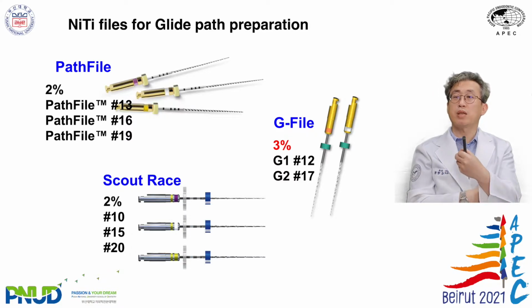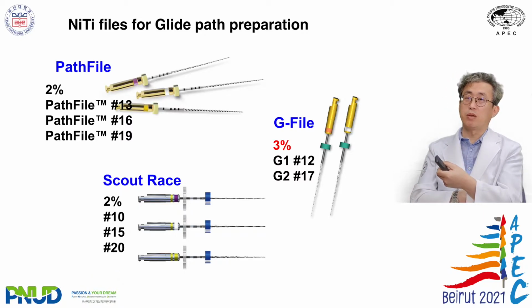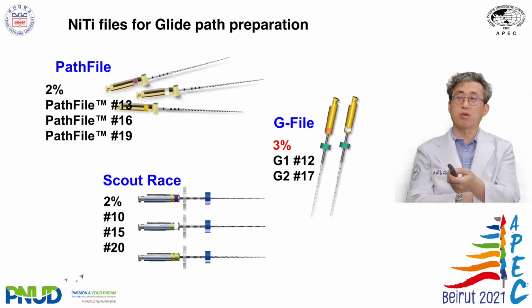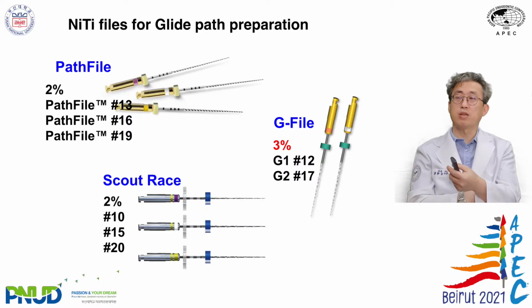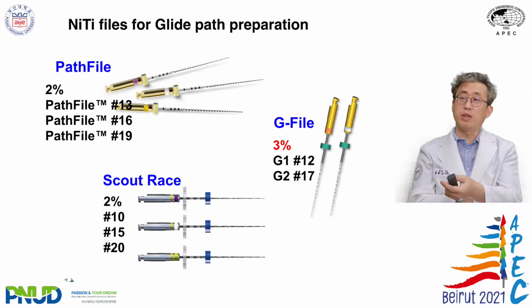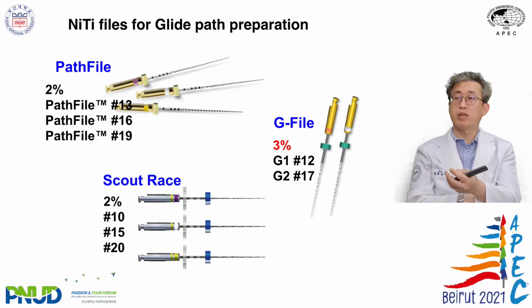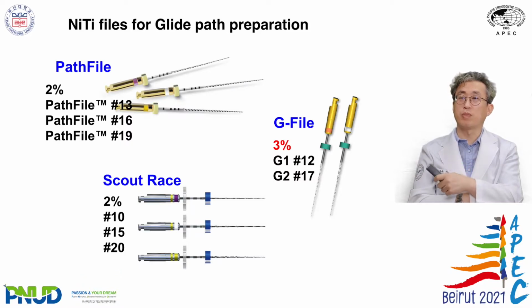We have many kinds of nickel titanium file systems for glide path establishment: PathFile, G-File, ScoutRace. PathFile is composed of 3 files, sizes 13, 16, and 19, all with 2% taper. And G-Files from Micromega have 3% taper, sizes 12 and 17. And FKG launched the ScoutRace, sizes 10, 15, 20 with 2% taper.